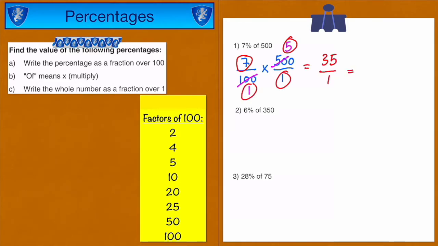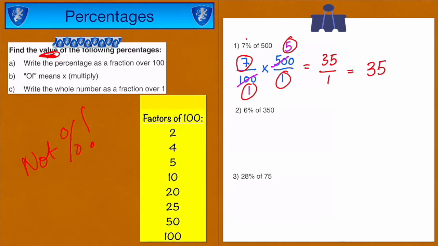So that is 35. It's not 35%, because it's asking you for a value. So it's just a number, it's not a percentage, because you had a percentage in the question.